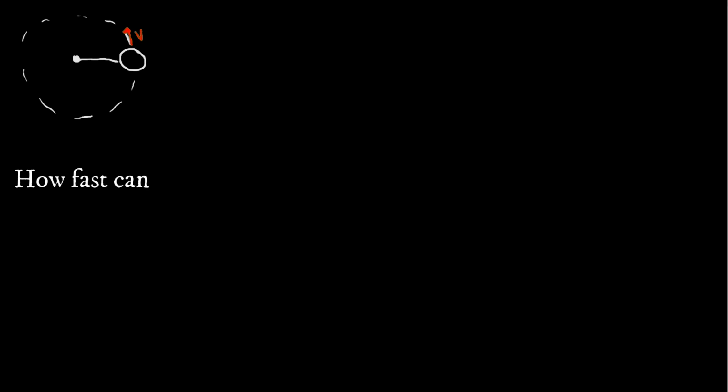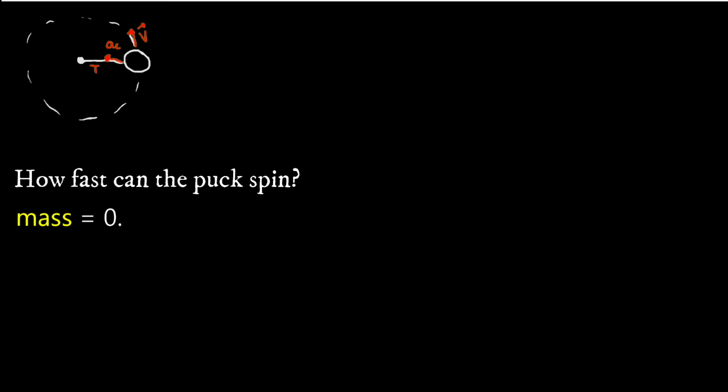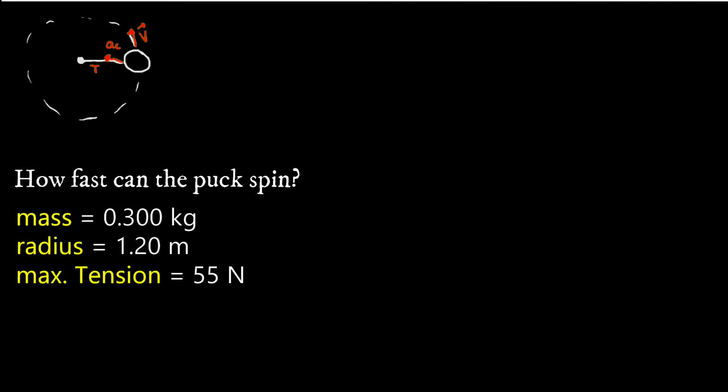Problem 1. In this problem, a puck is attached to the end of a cord that is 1.20 meters long. The puck moves in a horizontal circle as shown in the drawing up there. If the cord can withstand a maximum tension of 55 newtons, how fast can the puck spin? We're also given the puck's mass, that is 0.300 kilograms. So we're looking for the maximum speed.